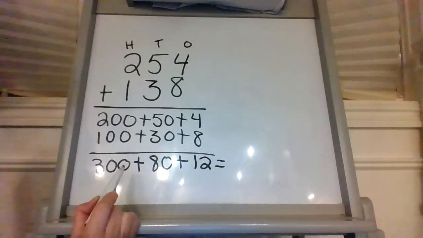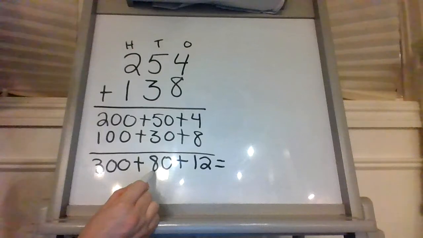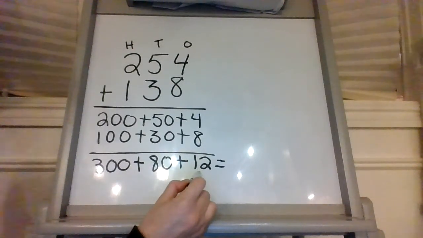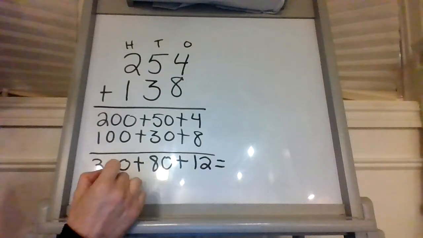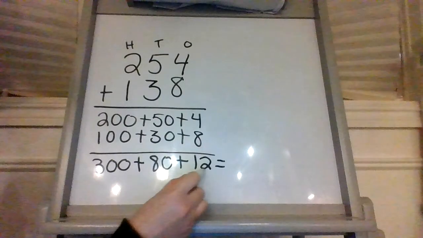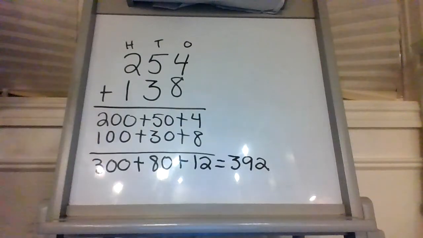Let's take it step by step. The first thing I'm going to think is 300 plus 80. I know that's 380. Now I'm going to break this number up. I'm going to make a friendly number 10. I'm thinking of this as 10 and 2. So if I have 380, plus 10 more is 390, plus 2 more is 392. Okay.